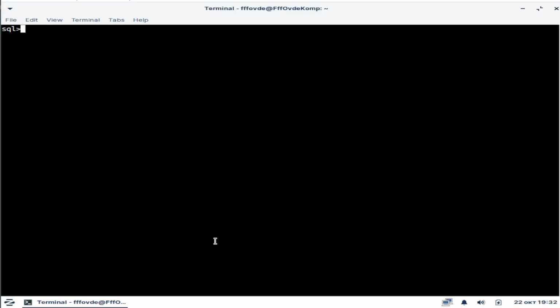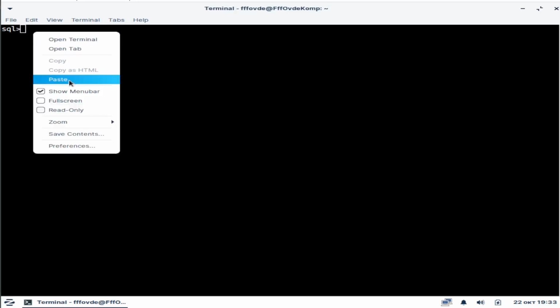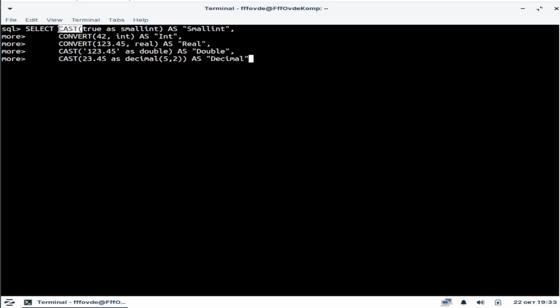Today we will talk about mathematical functions and operators in MonetDB. Before doing some calculations, first we should make sure that our value is of the proper data type. If it isn't, then we can use either the cast function or the convert function to transform some other data type to a number. For example, we can transform this string to double, or we can transform this boolean to small integer.